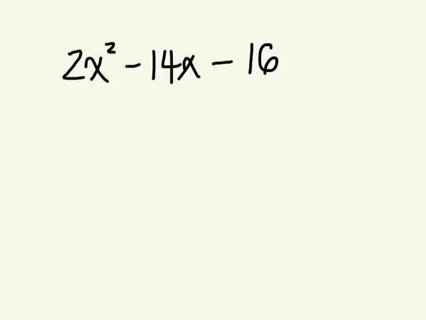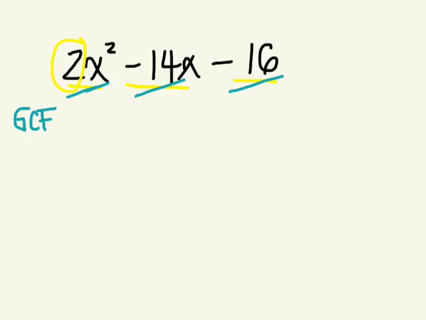The first type of factoring we're going to look at is if there is a number in front of x squared. We know this is a trinomial because there's three terms: 1, 2, 3. The very first thing you want to look for is if the three terms have a greatest common factor. So if all three terms can be divided by the same number.